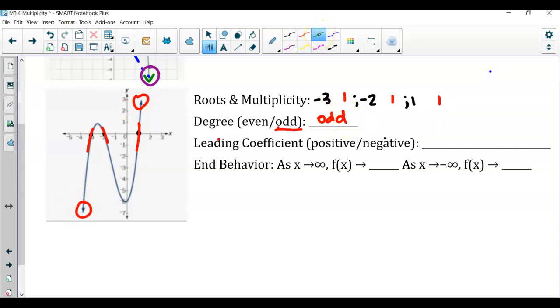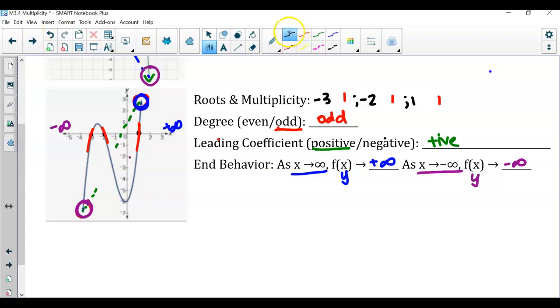So to check the leading coefficient, read it left to right. Notice how it's going up. So this leading coefficient is positive. Then our end behavior. So as x's are approaching positive infinity, as we're going to the right, our graph is going up. So our y values are going up towards positive infinity. Then as the x values are approaching negative infinity, as we're going to the left here, notice how the graph is going down. So the y values are going down towards negative infinity.